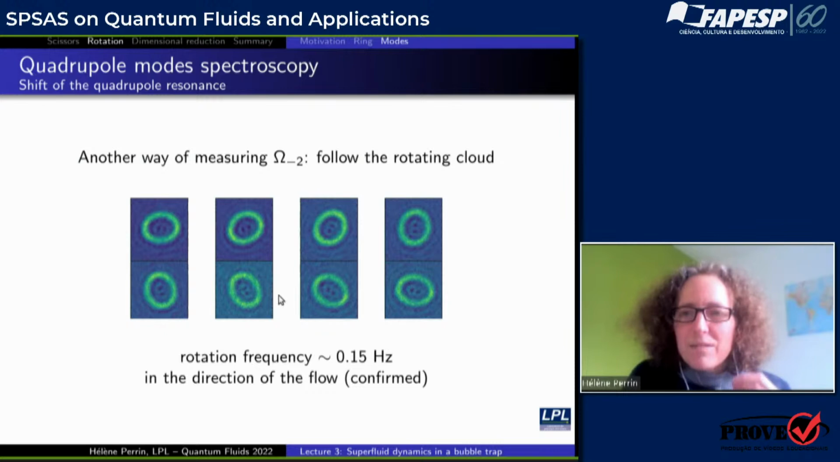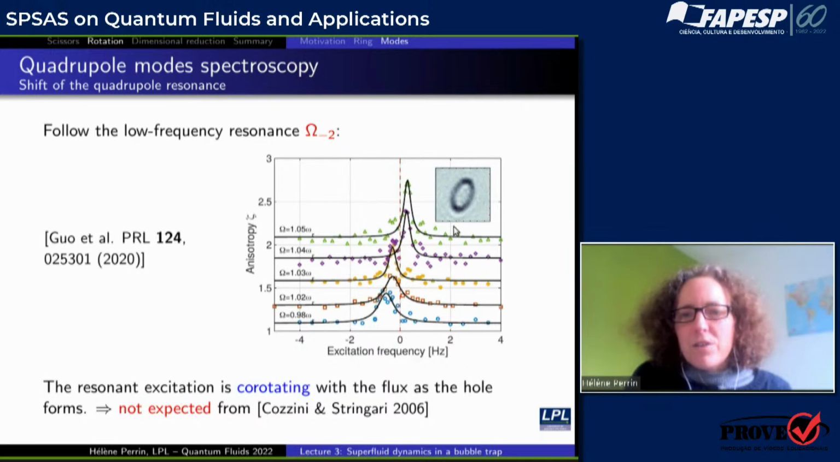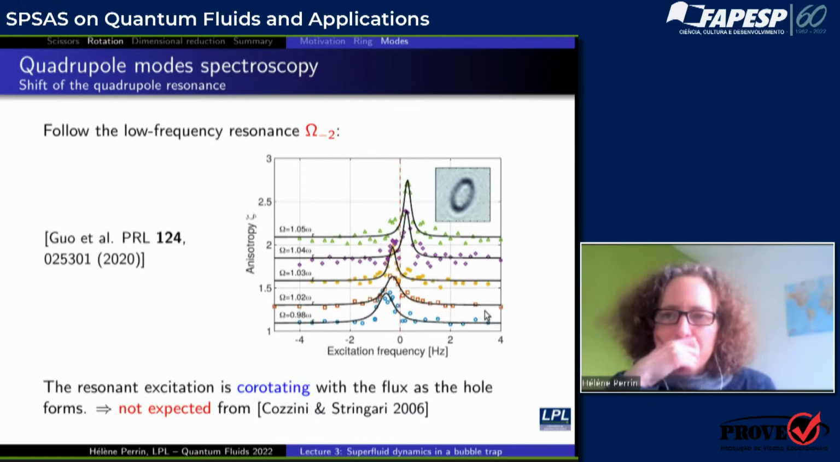Whereas here, what I observe is the deformation in terms of ellipticity when I apply a perturbation at different frequencies. So when I change sign, it means that my perturbation is applied counter-rotating or co-rotating. Okay. Thank you. So you had another question?